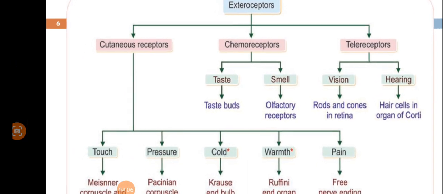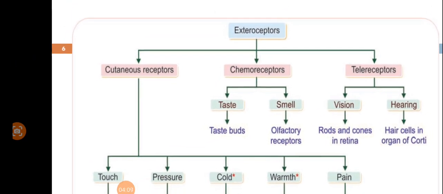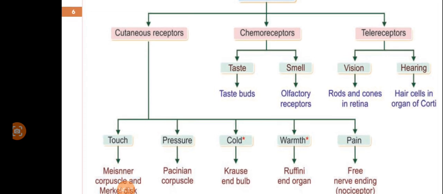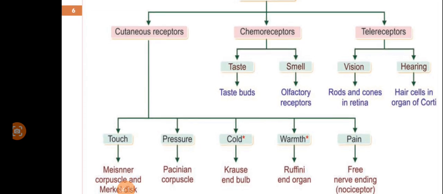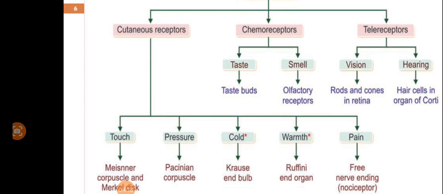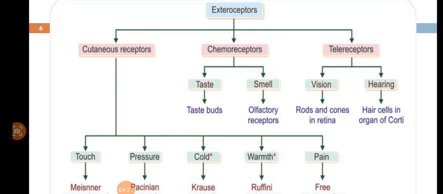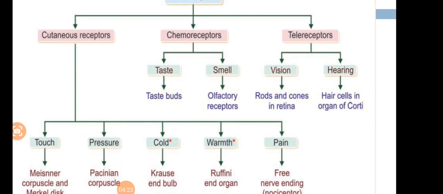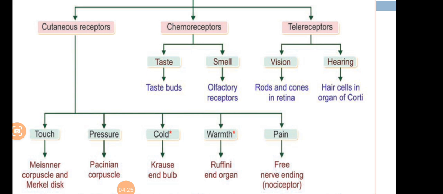The chemoreceptors give response to chemical stimuli. The chemical sensations are taste and smell. The receptors for taste sensation are taste buds, and the receptors for smell sensation are olfactory receptors. Telereceptors are the receptors for stimuli originating from outside the body, like visual sensation and hearing sensation. The visual receptors are rods and cones, which are situated in the retina, and the receptors for hearing are hair cells, which are situated in the organ of Corti.